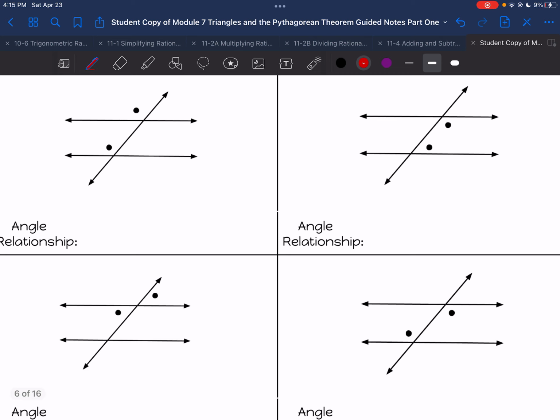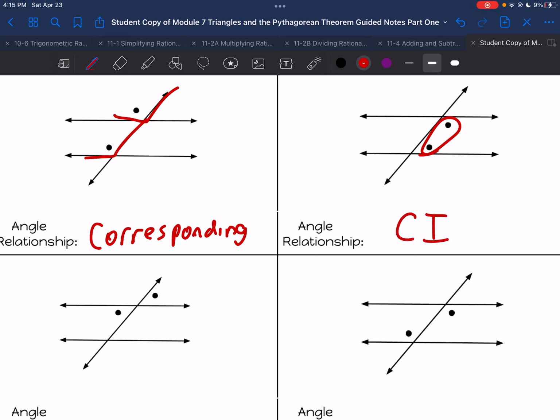My next example, they're in the same position on the same side of the transversal, so that is corresponding. Corresponding angles. Our next one, they are in between the parallels, so they're interior, and they're on the same side, so that means they are consecutive interior angles.